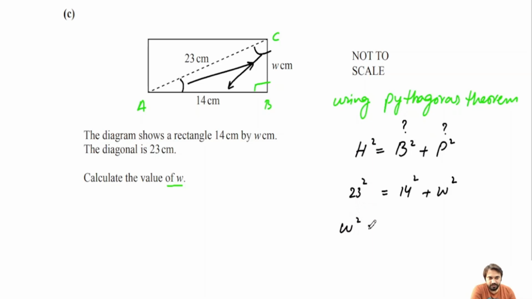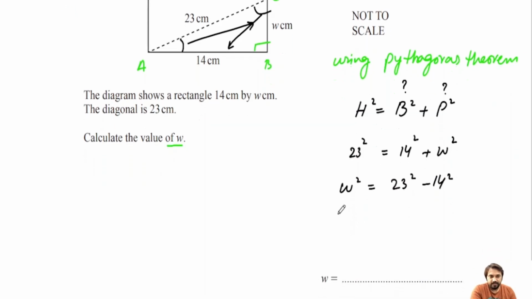W square is equal to 23 square minus 14 square. Take the square root on both sides. We will get W is equal to the square root of 23 square minus 14 square. Now use the calculator to get the value of W. So that is 18.25. W is 18.25.